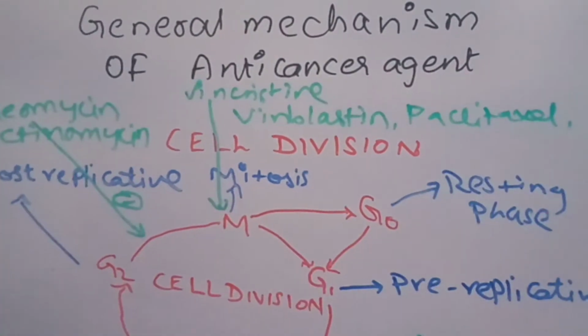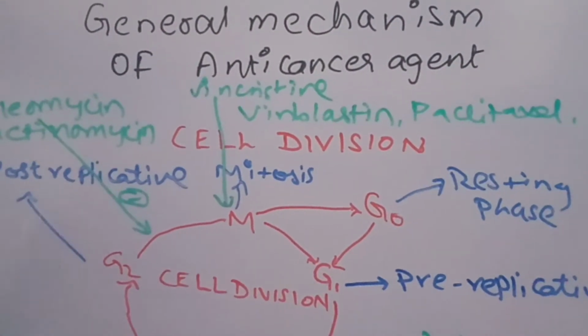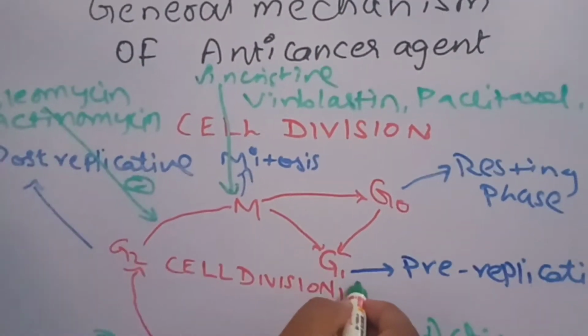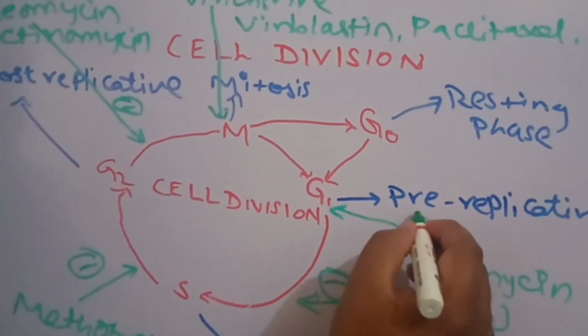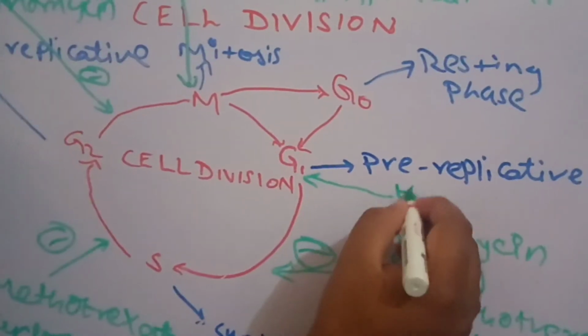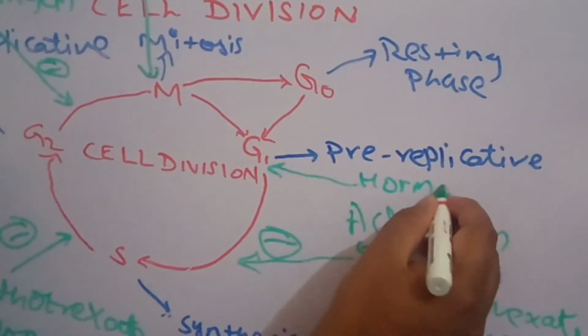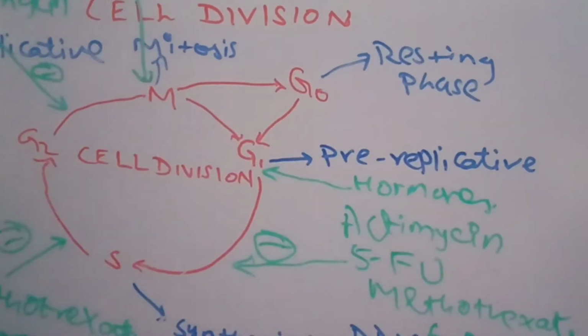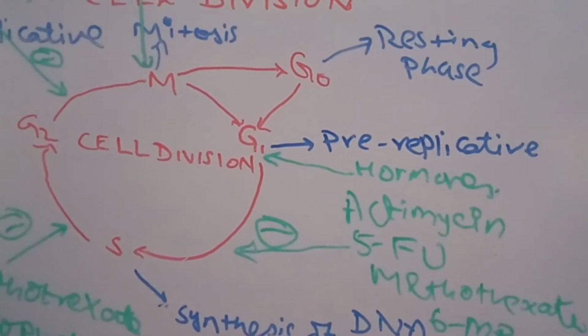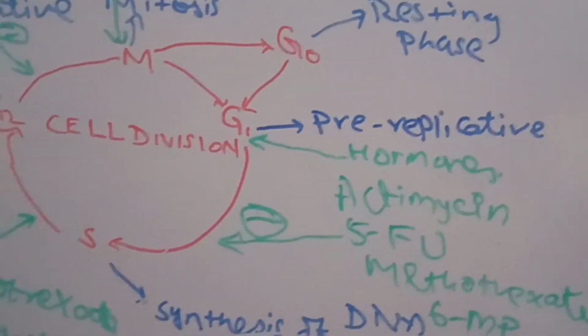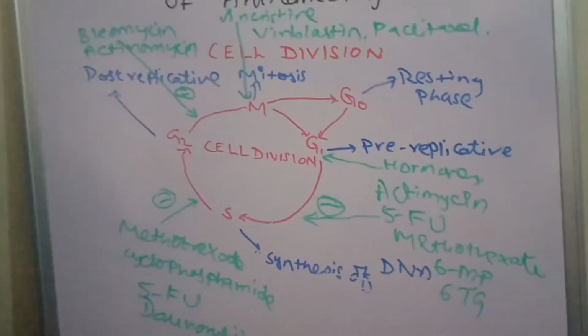So these are the various drugs. And when you come to the G1 phase, hormones like hydrocortisone act exactly on the G1 phase. So these are the anti-cancer agents, overall, where they will act at different phases.